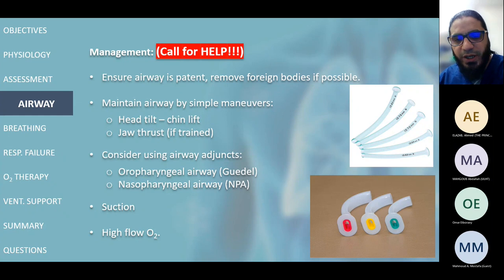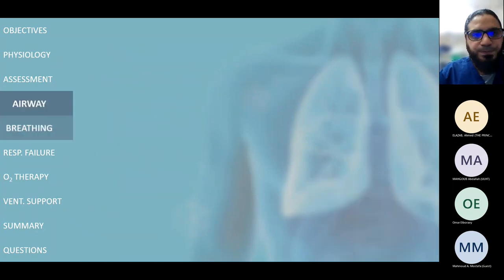You can use size 7 for an average male or size 6 for an average female. Simply just lubricate it with jelly, insert it from one of the nostrils all the way down, and you can use it for suction, and it can maintain the airway patent for you until the specific team arrives. Suction clearing any secretion might help, and of course any patient who has a compromised airway, put him on the highest flow oxygen you have available in your ward.